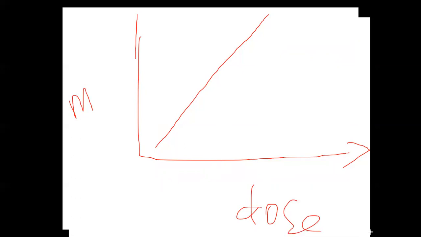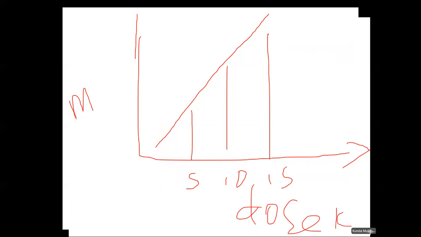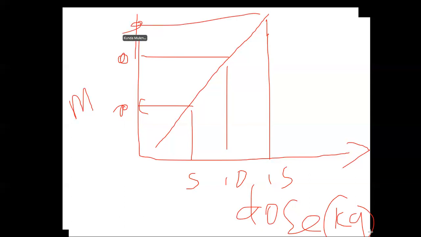So the question is, how do you observe this? We are talking about, let's say, 5, 10, 15. If this is in kg, we're talking about 5 kg of a dose producing a certain value of mortality, 10 kg of dose producing a certain mortality, and 15 producing a certain amount of mortality. That is what the graph is trying to say.